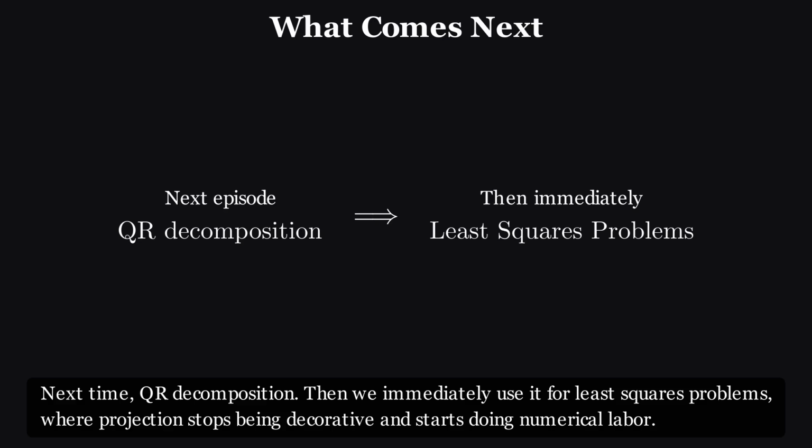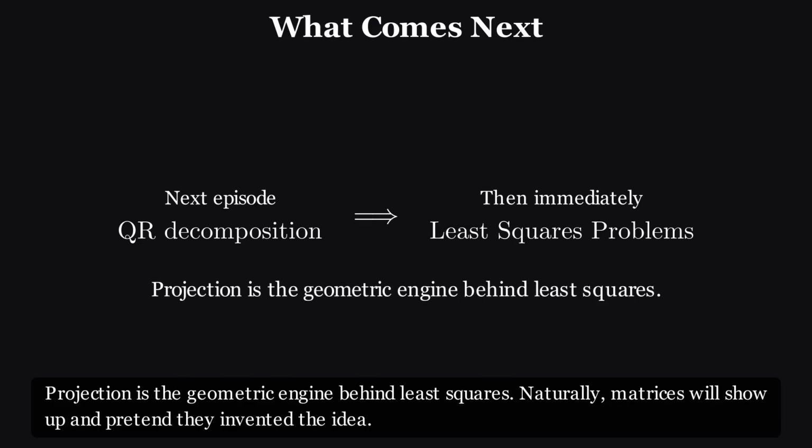Next time, QR decomposition. Then we immediately use it for least squares problems, where projection stops being decorative and starts doing numerical labor. Projection is the geometric engine behind least squares. Naturally, matrices will show up and pretend they invented the idea.